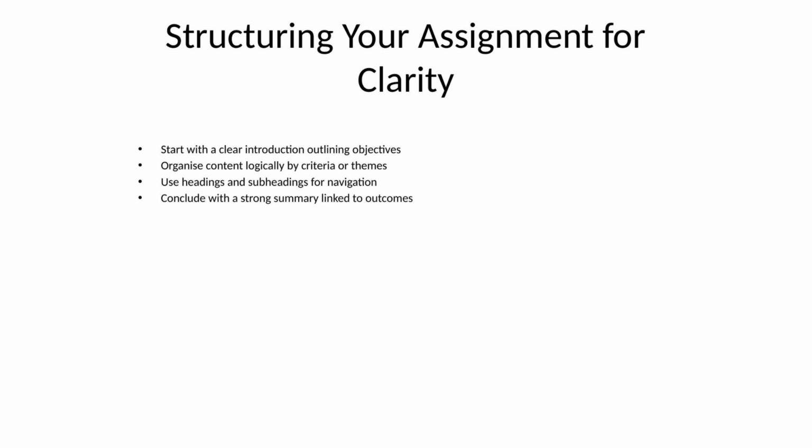Use headings and subheadings to break up content and guide the reader. Avoid long, unbroken paragraphs, as they can make the content difficult to read. Finish with a conclusion that summarizes the key points and links them back to the learning outcomes. This structure ensures that your work is clear, cohesive, and easy to assess, maximizing your chances of achieving a distinction in your Level 3 CIPD assessment.